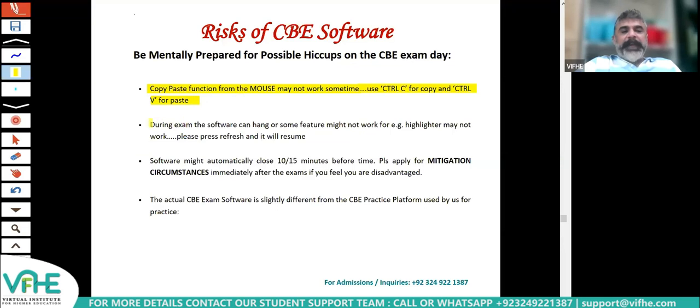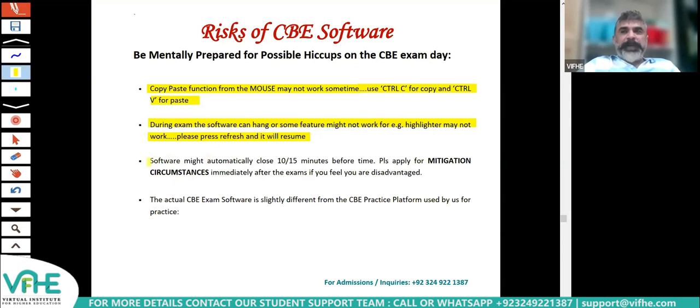During the exam, the software can hang or some feature might not work. For example, the highlighter might not work. Press refresh and it will resume. Sometimes the bold or the highlighting is not working or your screen is frozen. Maybe you call the marker and show them or you refresh the screen, it will automatically work.